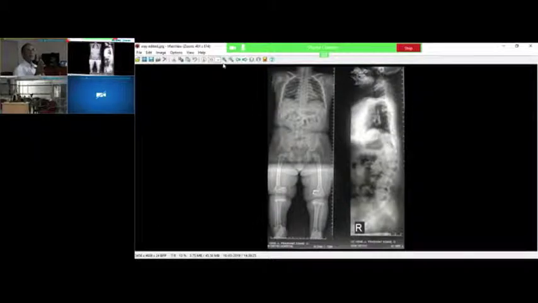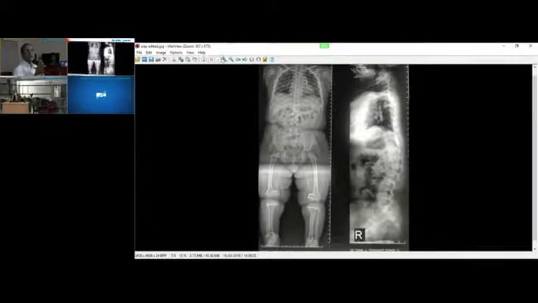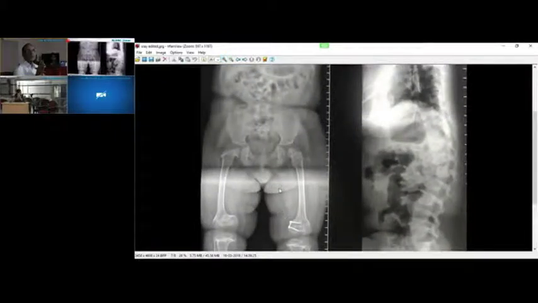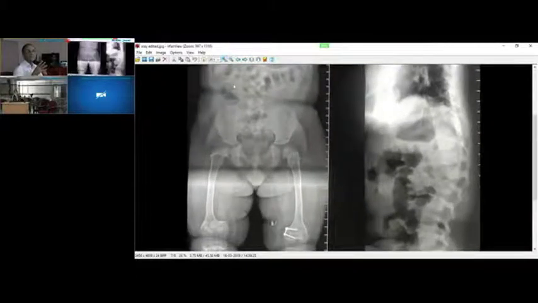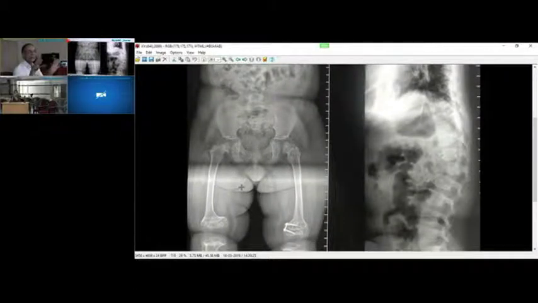You are on IrfanView. Okay, then. I thought you were on this thing. Now you see, yeah, just magnify, it shows just femurs. Okay, now describe what you see. Pelvis, hips, and femurs. It is bilateral symmetry.